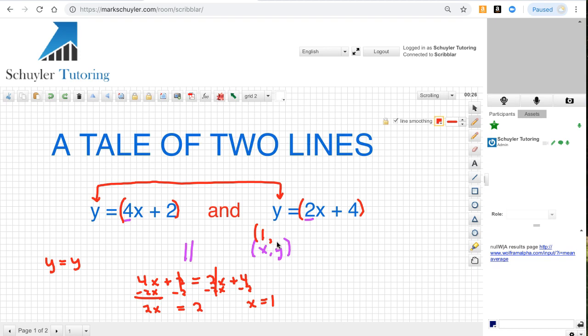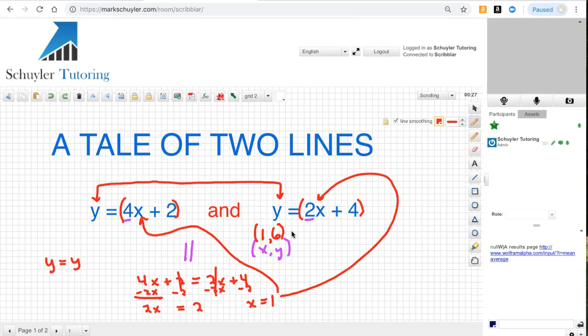How do we get the y coordinate? Just take the x back to either one of the equations. It won't matter which one. You could take it to that one, or you could take it over here to this one. It'll work out to the same y value. Whichever equation looks easier is my rule. So I'm going to bring it over to the first one. 4 times 1 is 4. 4 plus 2 is 6. We have the point (1, 6) is the point of intersection for those two lines. Pretty easy, right?